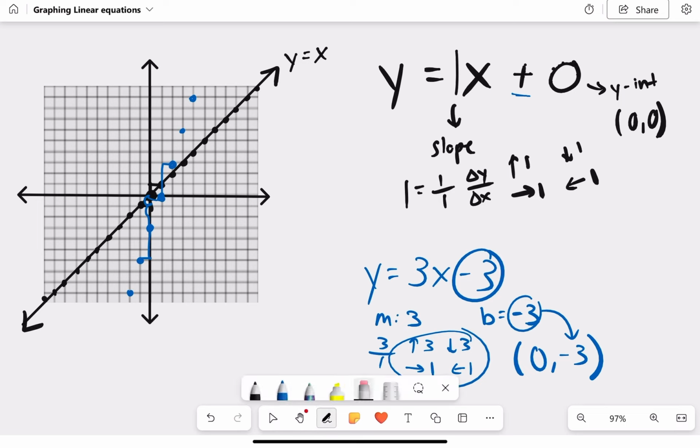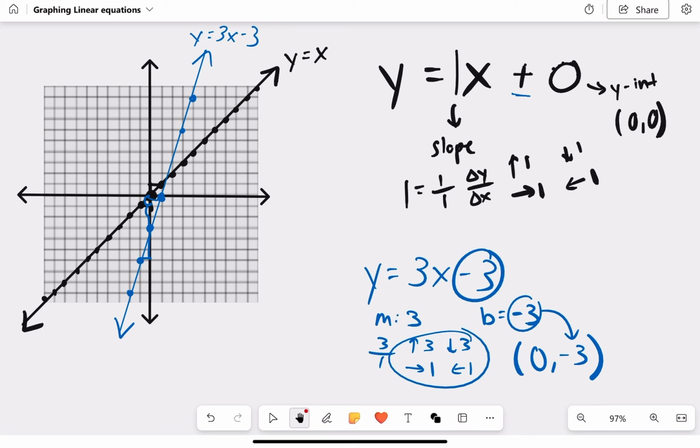So again, I'm going to clean this up a little so we have some nice clean lines. Now, let's connect our new line. This is y equals 3x minus 3. And there we go. Do you see why it's important now to remember to label your lines?